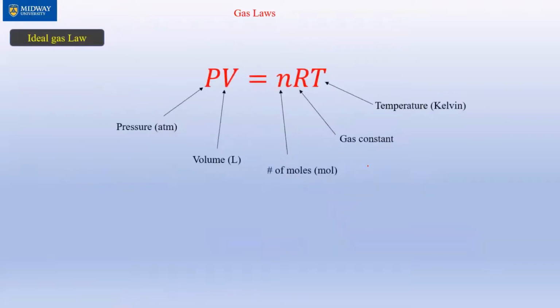And then this is the ideal gas law. You do not have to memorize this. This will be in the appendix. PV equals nRT. It's very important you understand the units.